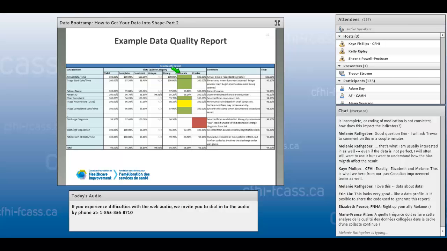Thanks so much, Trevor, for that. I'm just keeping my eye on time as well. We do have one question from Marie-France en français, and she asked at what frequency should you do this analysis and its continued collection? So just maybe briefly on that, if you have any insight.